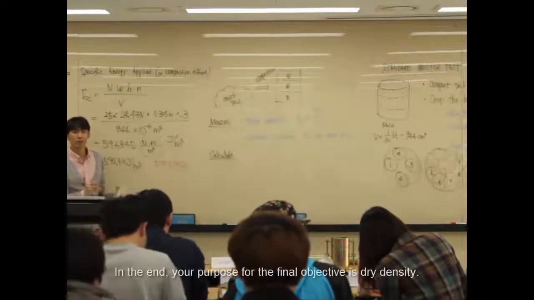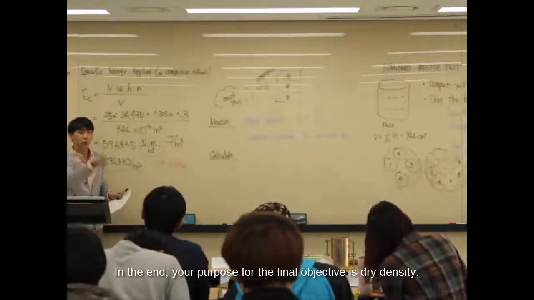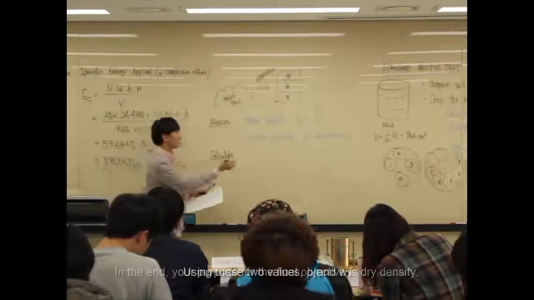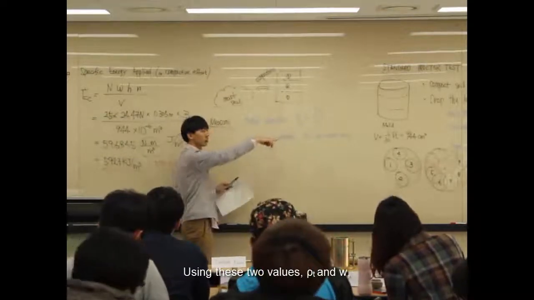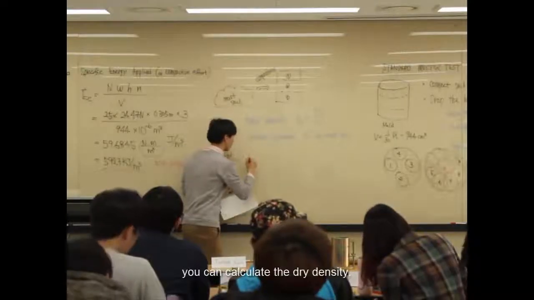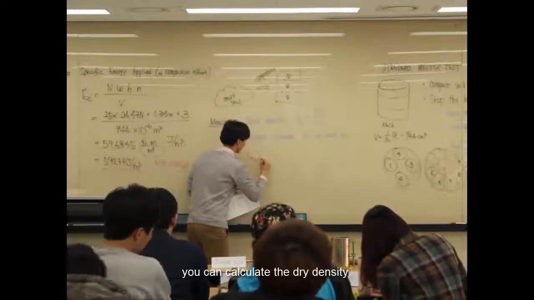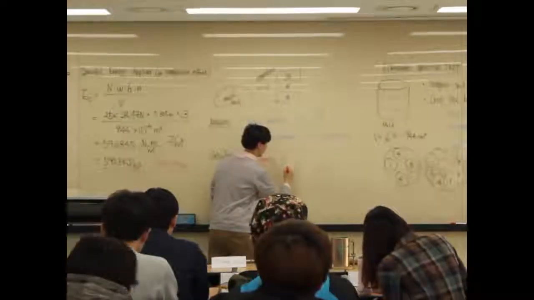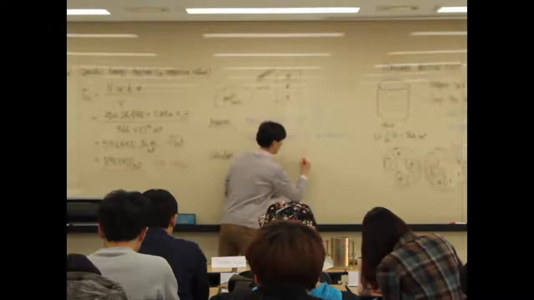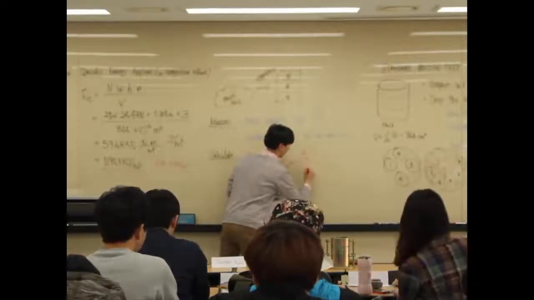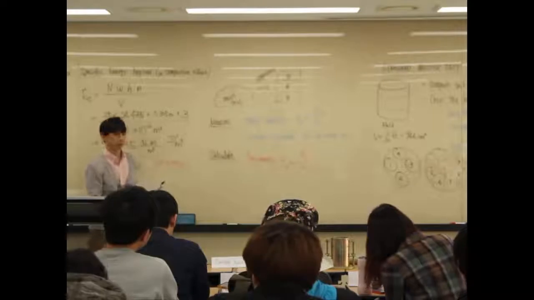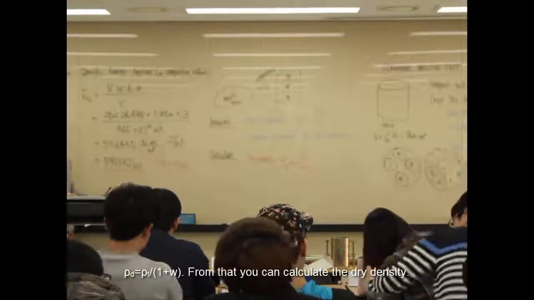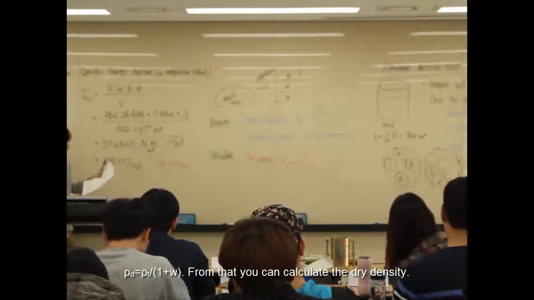And then, in the end, your final objective is the dry density. Using these two values, the rho T and W, the water content, you can calculate the dry density. If you remember this equation, rho T over 1 plus W, the water content, then from there you can calculate the dry density.